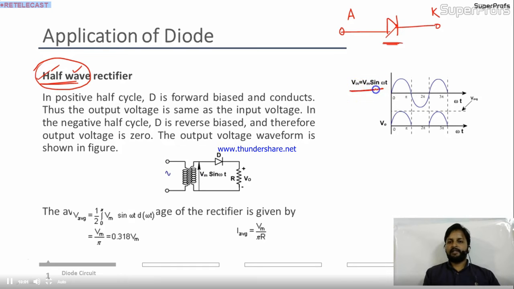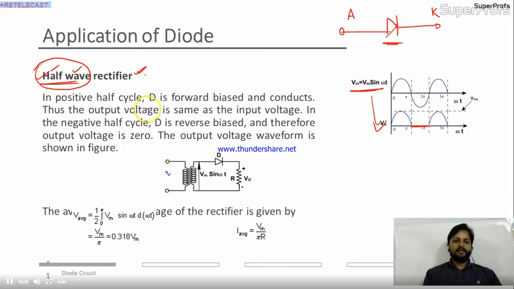If you apply the input Vm sin omega t, this is the sine wave. At the output stage, you will get half of that wave. Some part of this initial or input wave will be gone. So this is the half wave. Here we will not get the full wave, we will get the half wave. That's why we call it half wave rectification. And rectification means you are removing something.